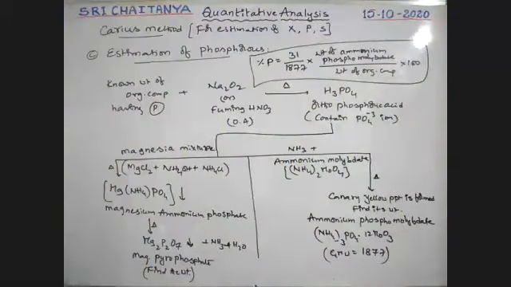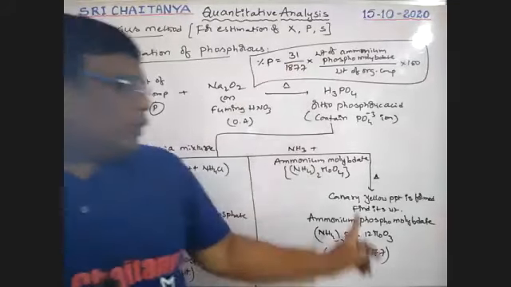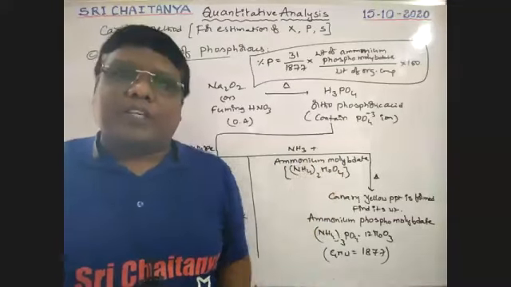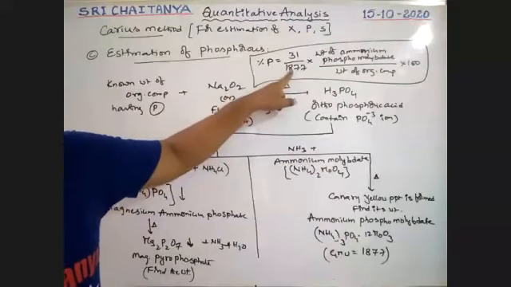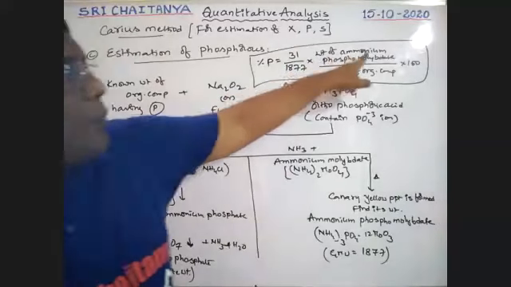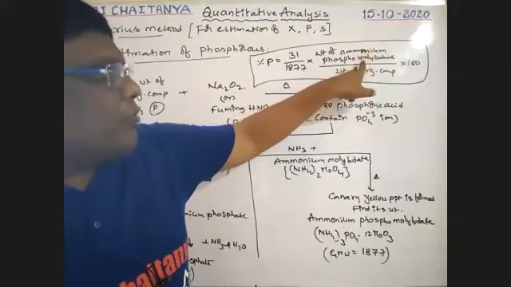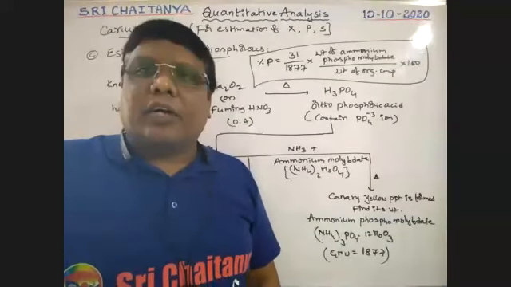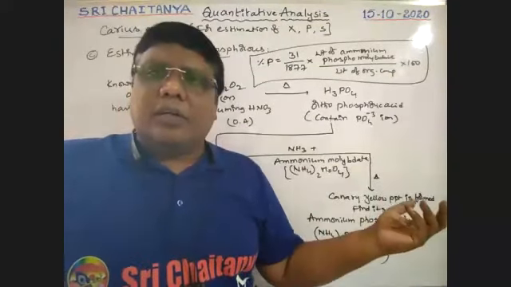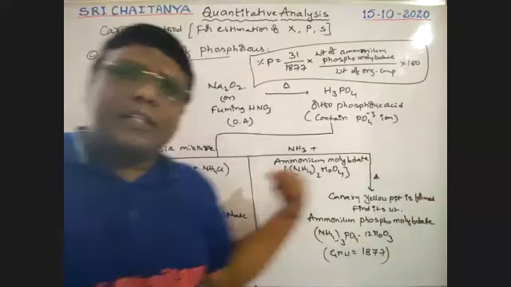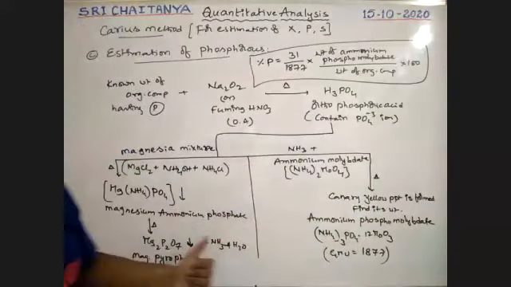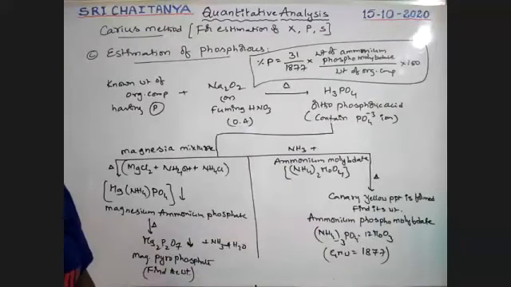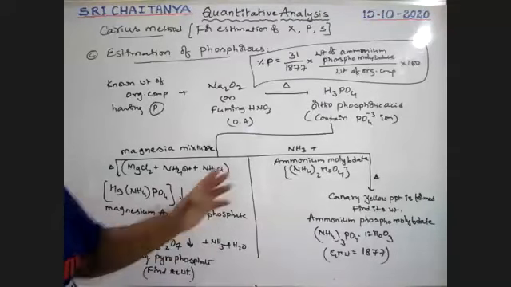So percentage of phosphorus is equal to, only one phosphorus is there, that's why I'm using one into atomic weight of phosphorus, that is 31 by 1877 into weight of ammonium phosphomolybdate precipitate, boys, by weight of organic compound into 100. So this is the way to estimate phosphorus. Either like this or like this. Mostly we are using this one, magnesium pyrophosphate. Frequently we use this one, but this one is also used.